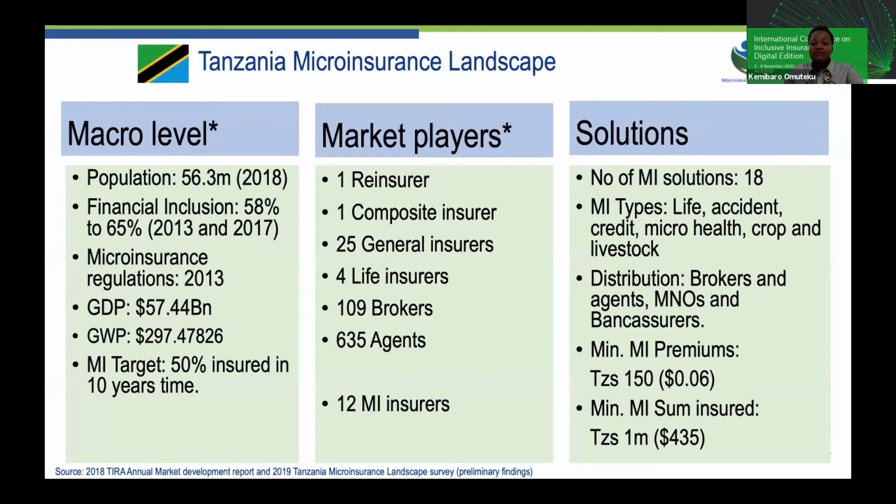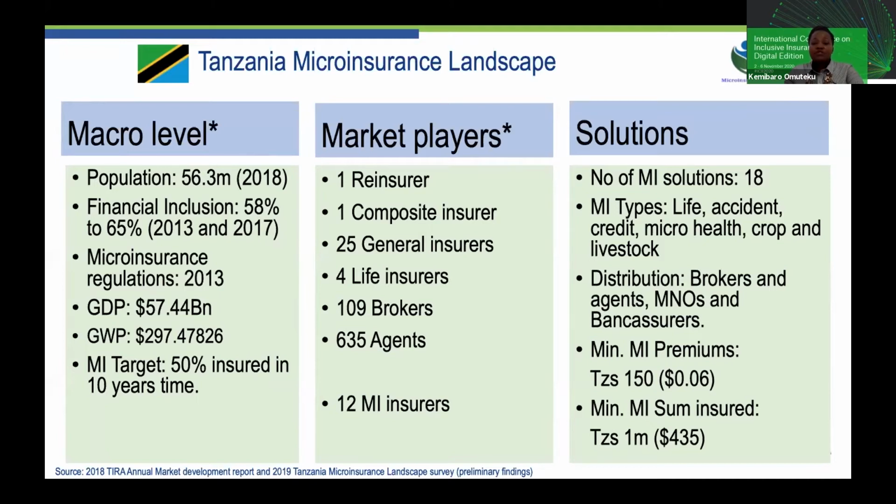Similar to the previous speaker, product ranges are from life, accident, and credit. There is micro health. But what's a bit different is that we're starting to see an emergence of crop and livestock insurance as well. Distribution channels are similar, but there's also the aspect of MNOs, mobile network operators, and more recently, with the bancassurance regulations coming through last year, we're also seeing microinsurance being distributed through the banks.